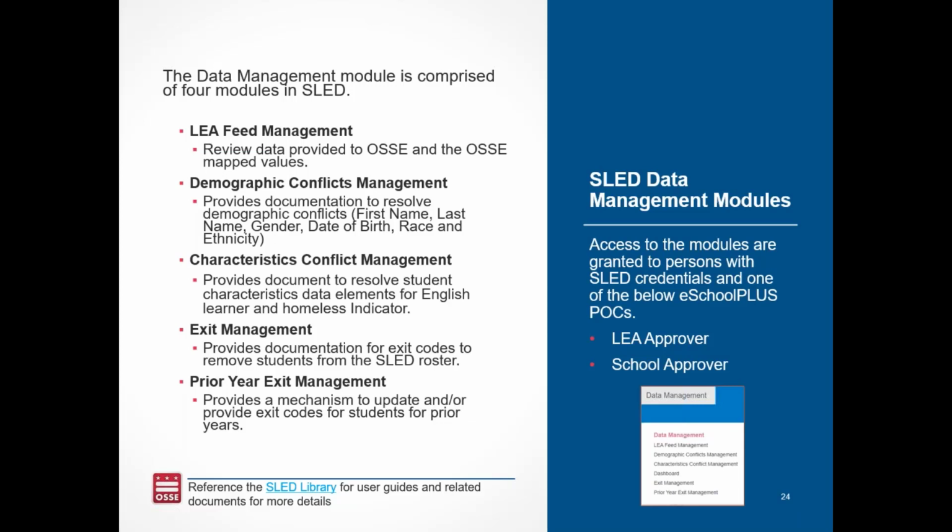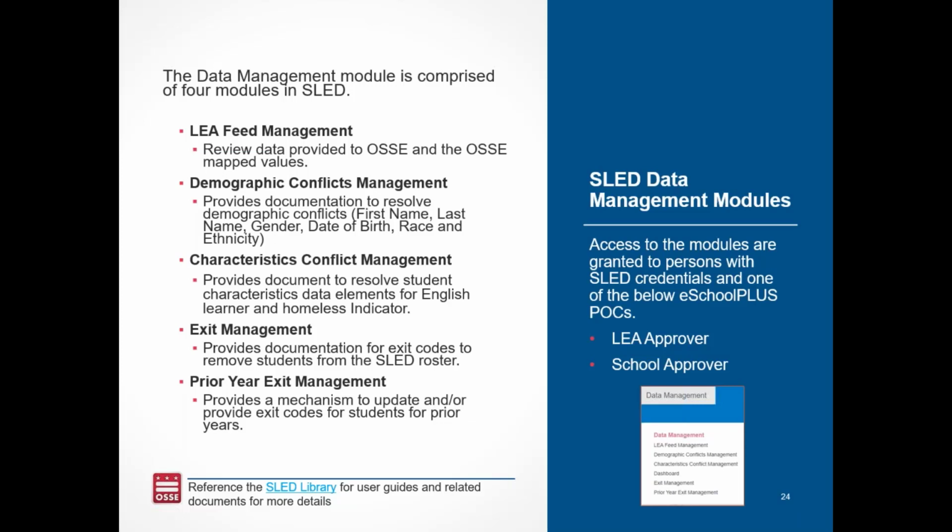If that is different than what we have for the student's authoritative information, as the LEA, you're going to have to provide us with documentation if you want us to change the demographic information to what you have in your student information system. So in order to do that, you would use the demographic conflicts management module. And because we are giving you the ability to change the student's authoritative value, that is why an additional level of approval is required. So that's why LEA or school approval role is required on top of, or in addition to, any other roles that you may have.